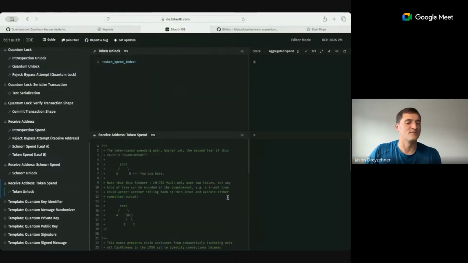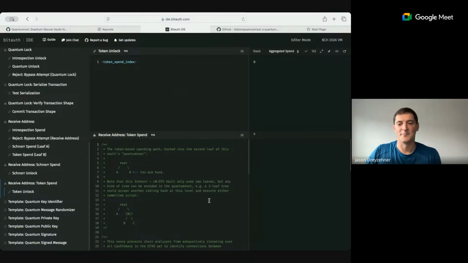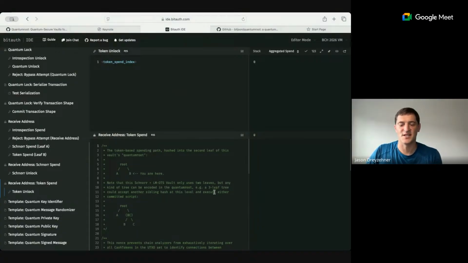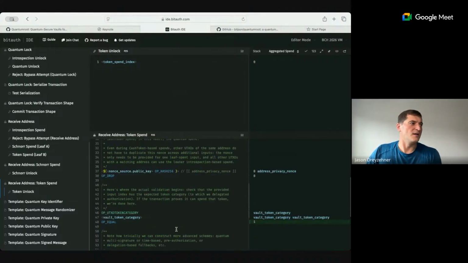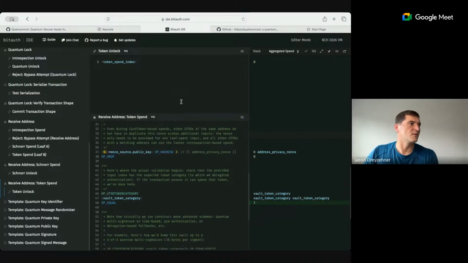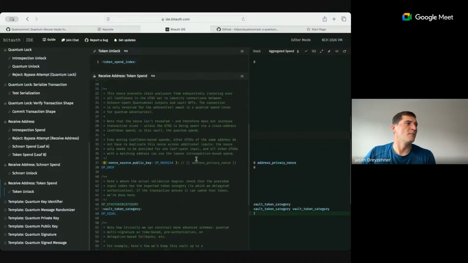If this stuff made sense. So the token spend is just the other path. You just provide the other side of the Quantumroot and unwrap it. And here's the whole contract. Let me open it up a little bit and you'll see a little better.